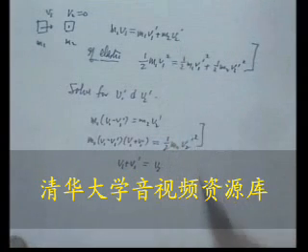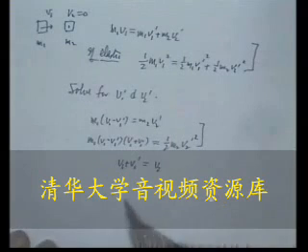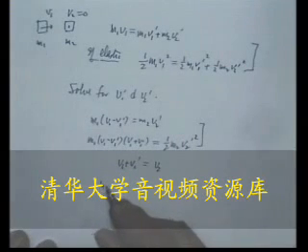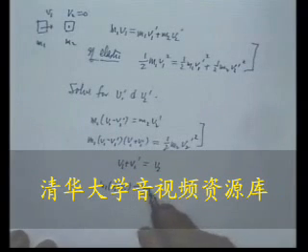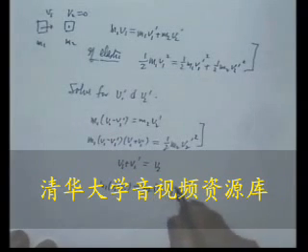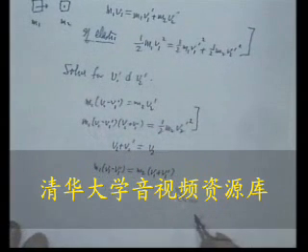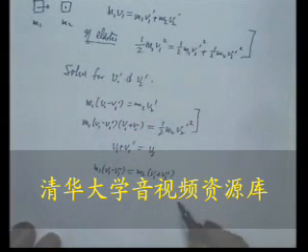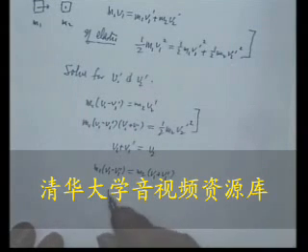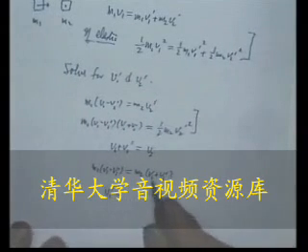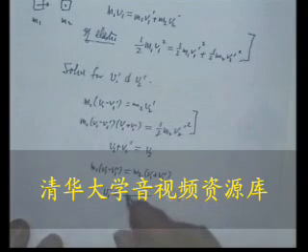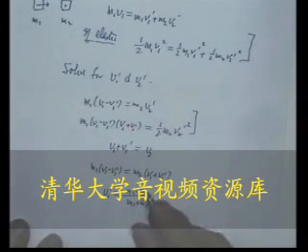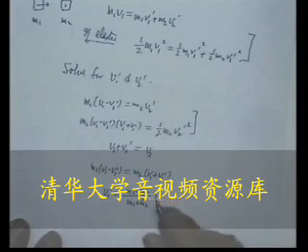Now I substitute that in there. I have eliminated the V2 prime. So M1 times (V1 minus V1 prime) is equal to M2 times (V1 plus V1 prime). So now I have only one unknown, V1 prime. So I get V1 prime is equal to (M1 minus M2) over (M1 plus M2) times V1.